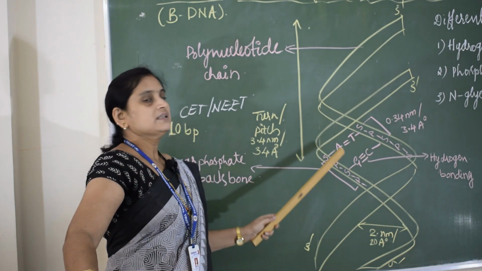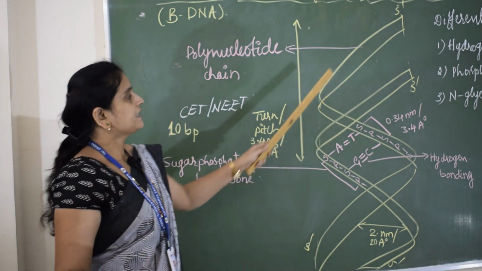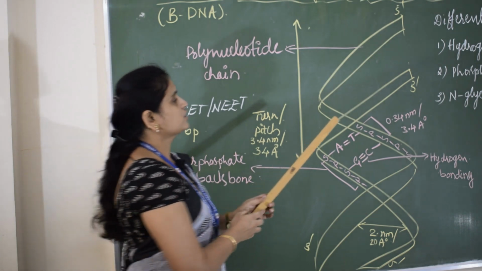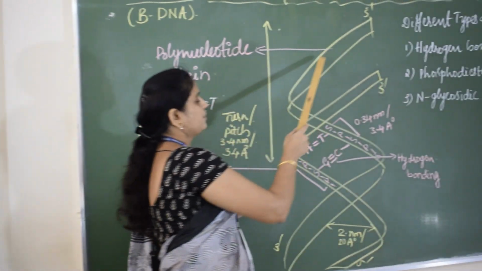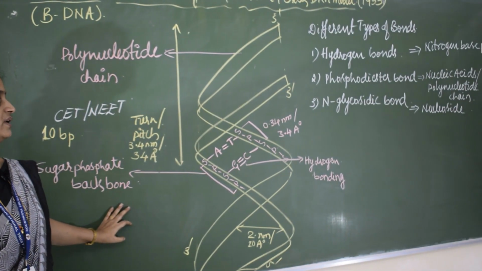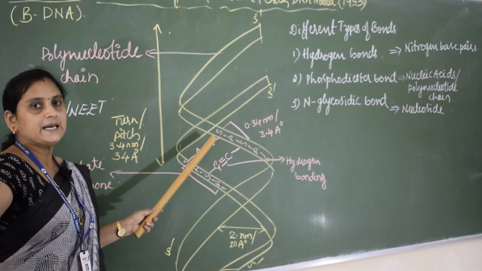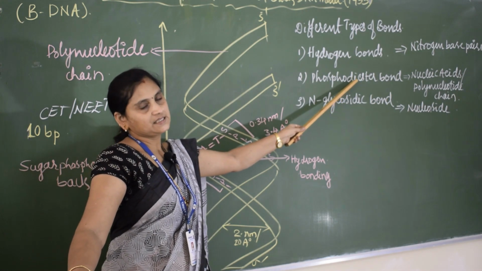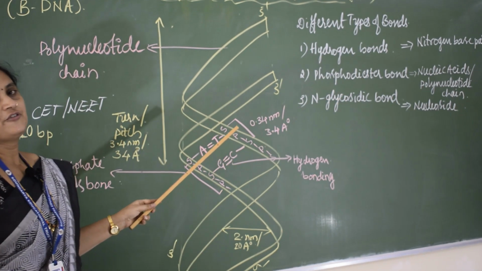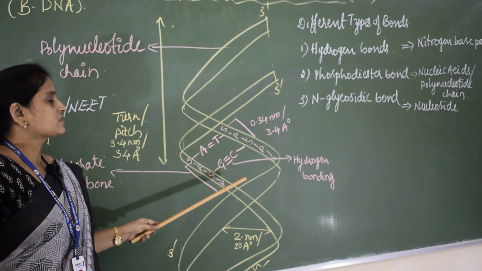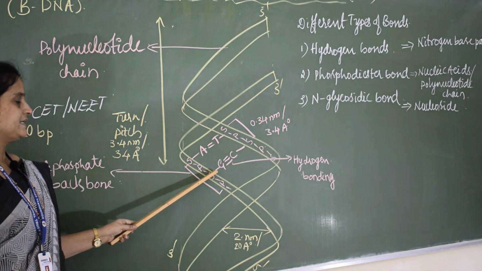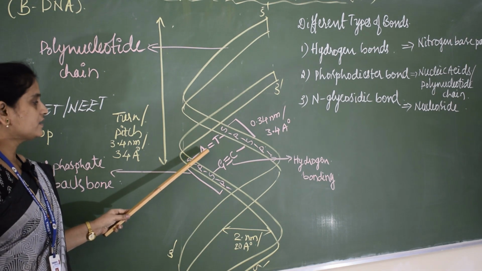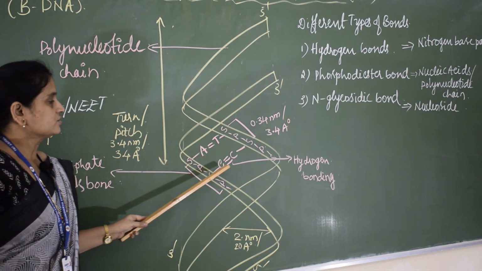Like this, the nucleotides of each polynucleotide strand link together by forming a phosphodiester bond to form a polynucleotide chain. You have to remember here that the bond which links the adjacent nucleotides is the phosphodiester bond, which is found between the fifth carbon atom of the deoxyribose sugar of one nucleotide and the third carbon atom of the deoxyribose sugar of the other nucleotide. Okay, so this is very important.